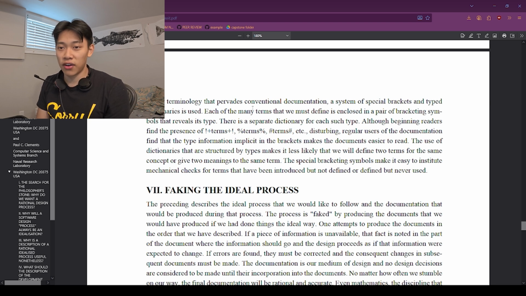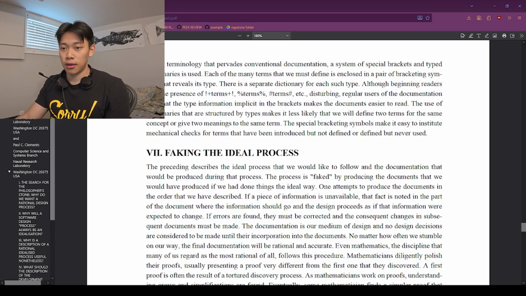Although beginning readers might find the presence of blank terms disturbing, regular users of documentation find that type information implicit in the brackets makes the documents easier to read. The use of dictionaries that are structured by type makes it less likely that we will define two terms with the same concept or give two meanings to the same term. The special bracketing symbols make it easy to institute mechanical checks for terms that have been introduced but not defined, or defined but never used.